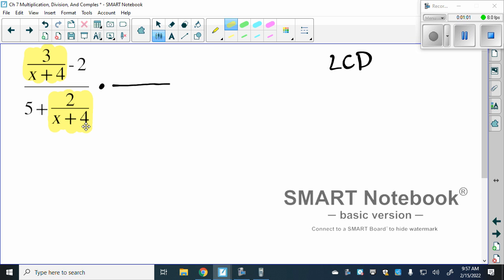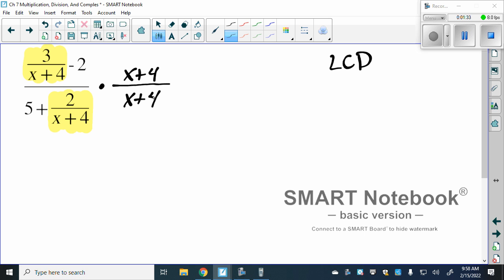Well, looking at this here, the only two terms that actually have a denominator inside this fraction is the 3 over x plus 4. In the denominator, we have 2 over x plus 4. Well, the denominator for both of these here is x plus 4. So if those are getting multiplied by the x plus 4, it will actually cancel out.